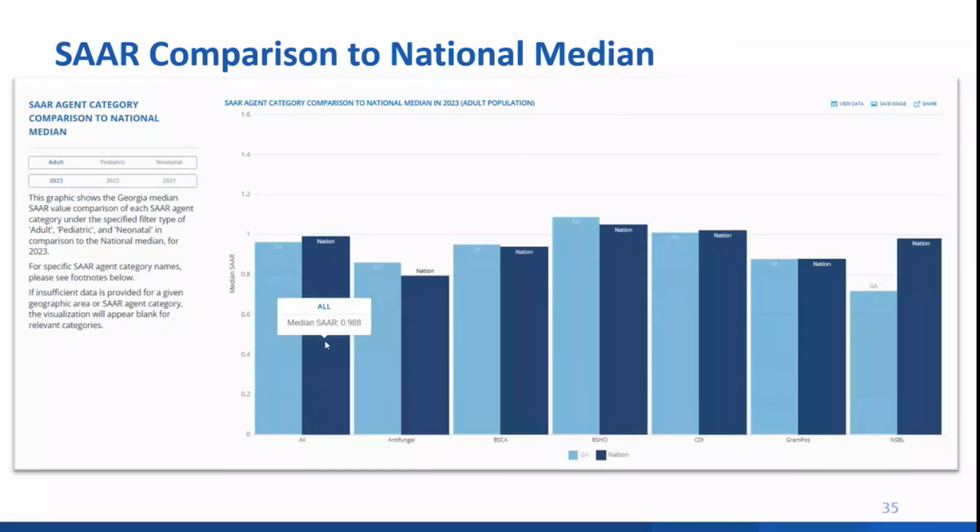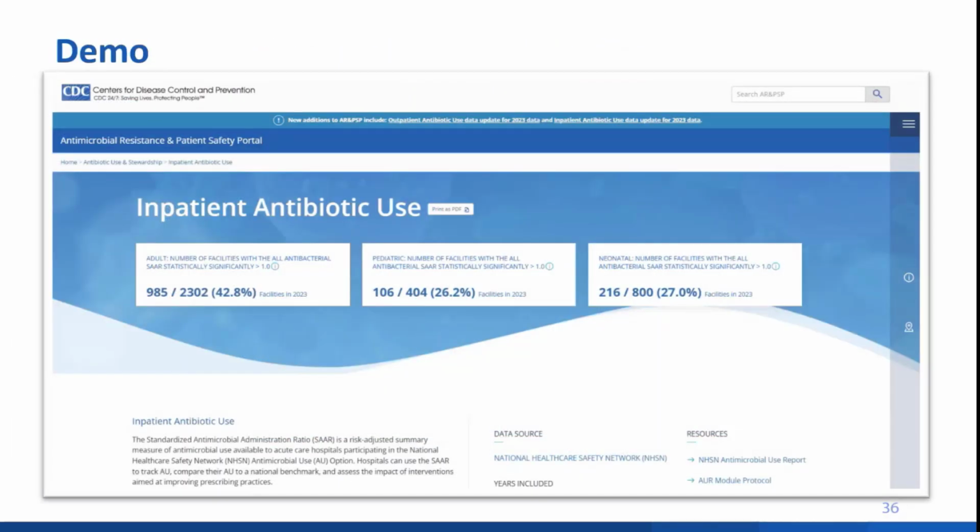To view your state's median SAAR as compared to the national median by SAAR agent category, you can select a state from the previous map I just showed you, and you'll be redirected to this page. Hovering over a bar, you're able to view the median SAAR for the state or national SAAR, as shown here. SAAR agent categories are shown on the horizontal or x-axis. As before, you can select the population and year on the left. So now shown in real time.